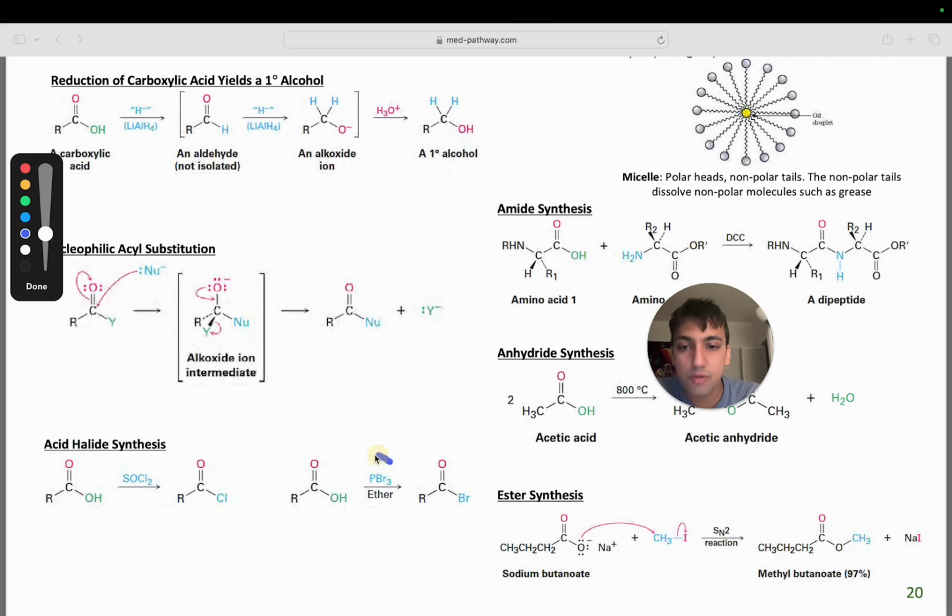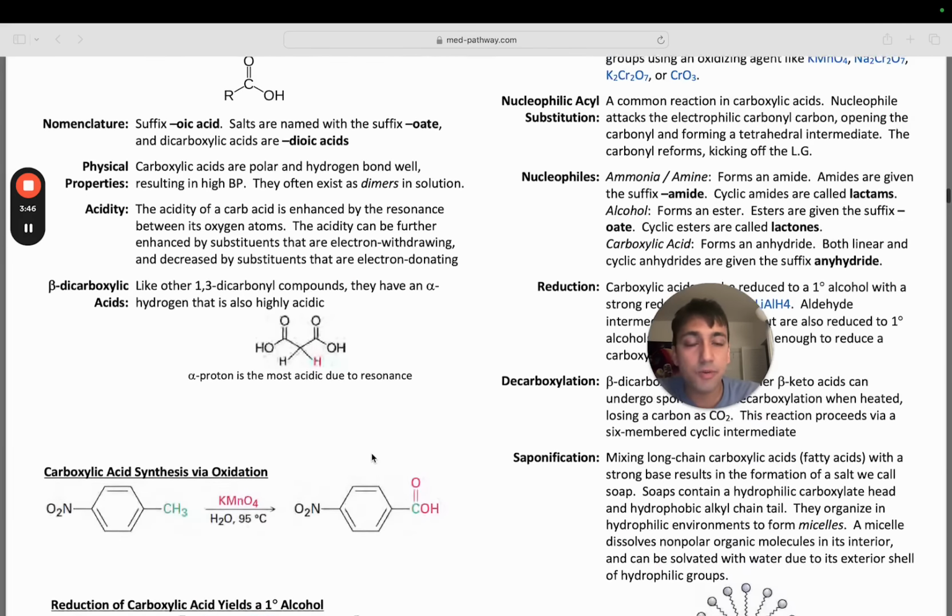You can do the same thing with bromide with PBr3, and I kind of remember that as peanut butter. That's how I remembered SOCl2 and peanut butter, and that's how you take these carboxylic acids and form them into a carbonyl with a halide next to it. Okay, let's keep going. We're making good progress.